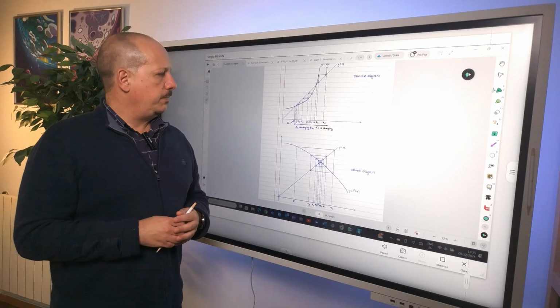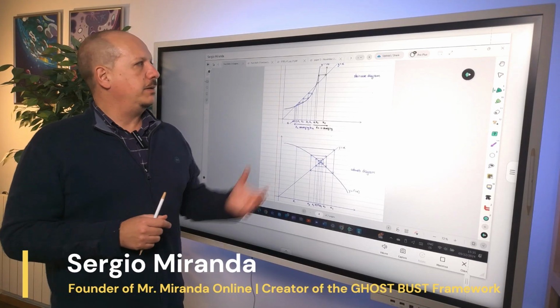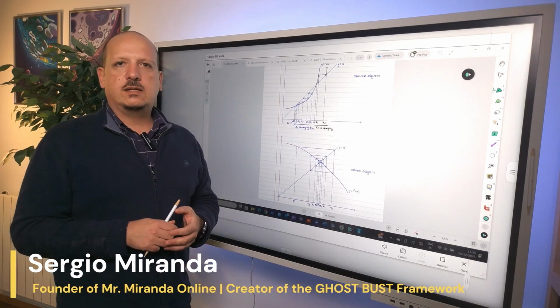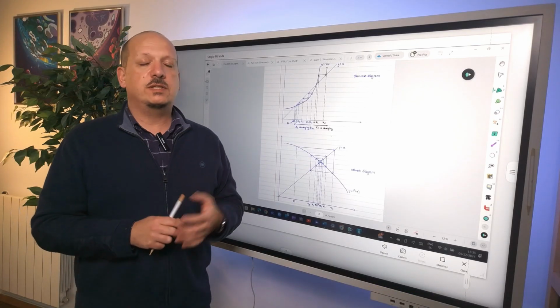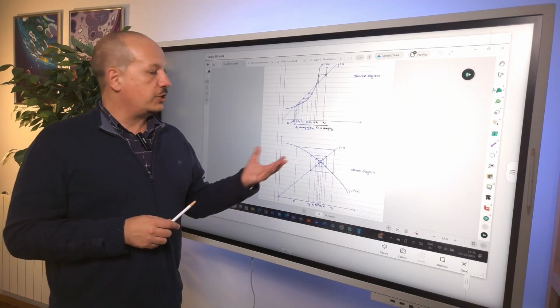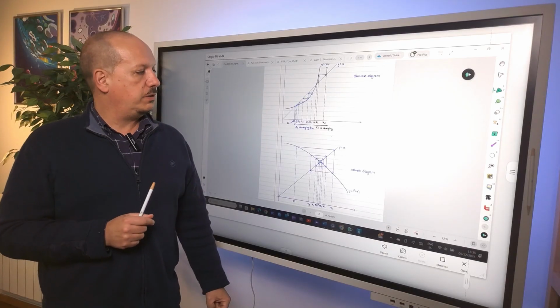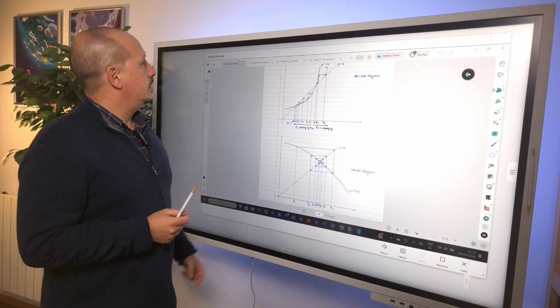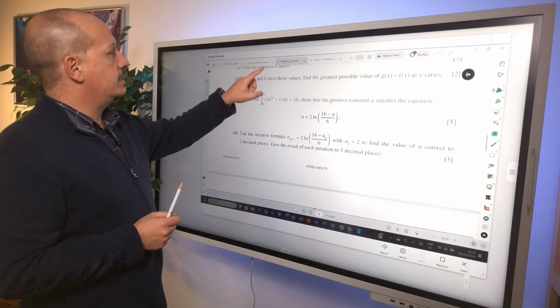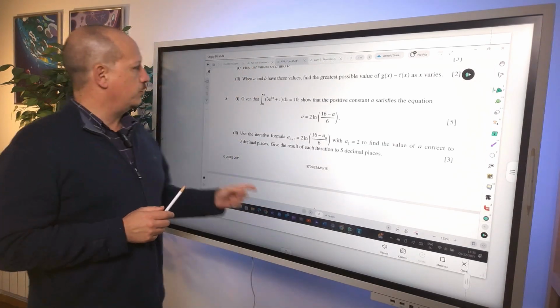As I said before, explaining theoretically these iterative methods is a much harder process than actually solving questions. And the exam questions that I have for you here are a proof of that. So let's look at the first one. This is Spring 2015, question paper 21.